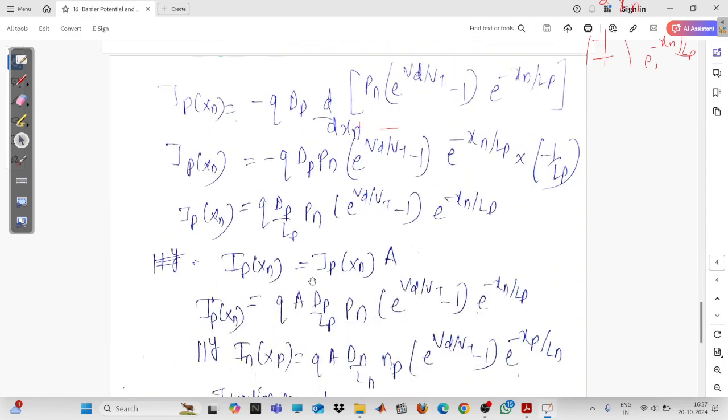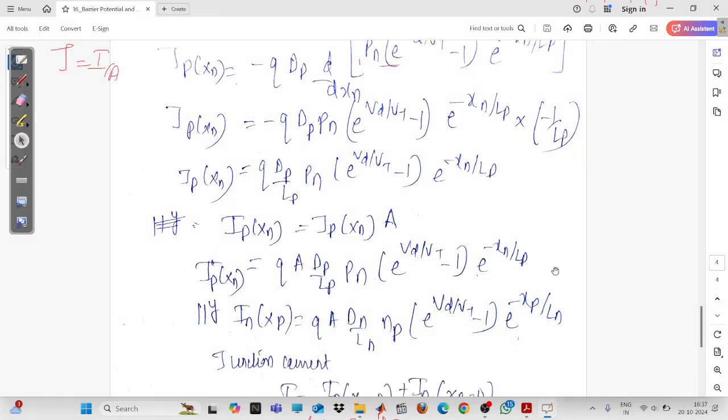So Ip will be equal to J into A, since J equals I upon A. We just have to put in the value. This A term is the area of cross section of the p-n junction diode. This will be Ip at xn. Similarly, you can write the current due to the electrons which have traveled into the p type. You just have to replace all the symbols: xn becomes xp, and lp becomes ln.